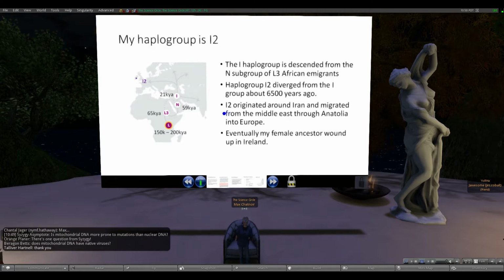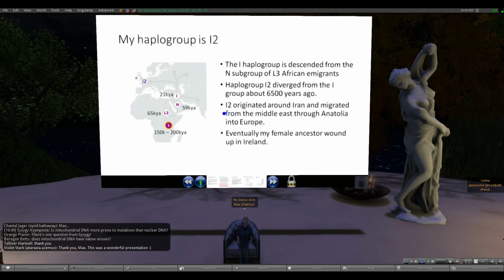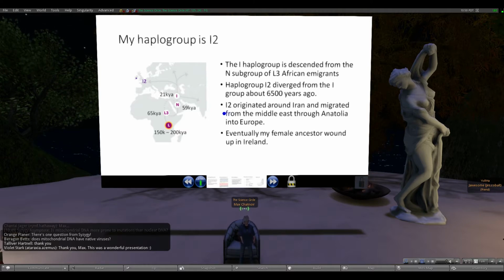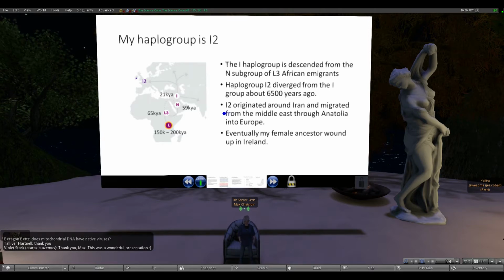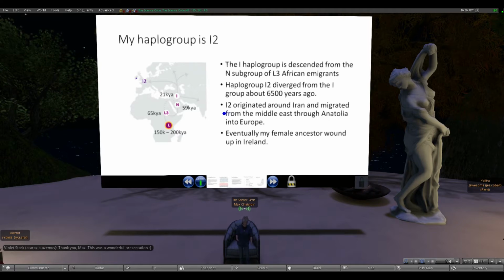Oh, okay, let me see. Oh, does mitochondrial DNA have native viruses? I have no idea. That is a really good question because bacteria certainly have viruses, and the bacteria that the mitochondria were descended from probably had viruses. It's a really good question. I don't know.